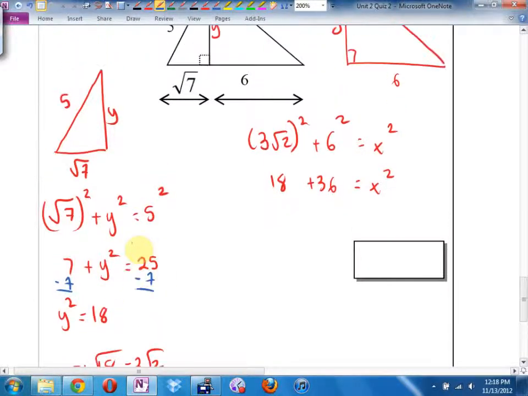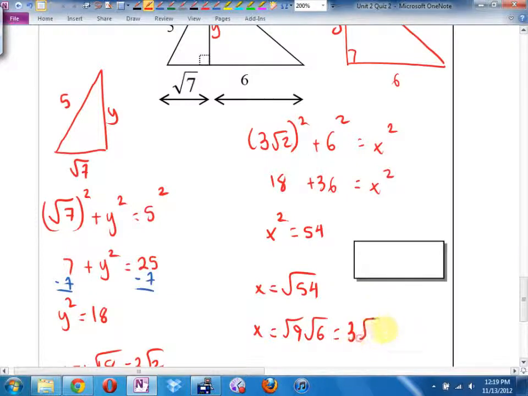Okay. Now I get 18 plus 36. 18 plus 36 is 54. So x is going to be the square root of 54, which is root 9, root 6. I think I've done this like 3 times on this quiz already, haven't I? I think it's 3 root 6.